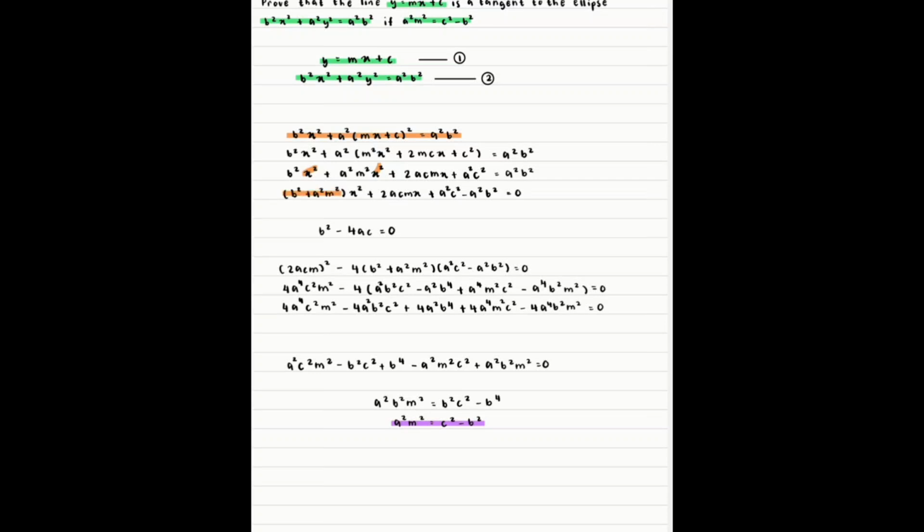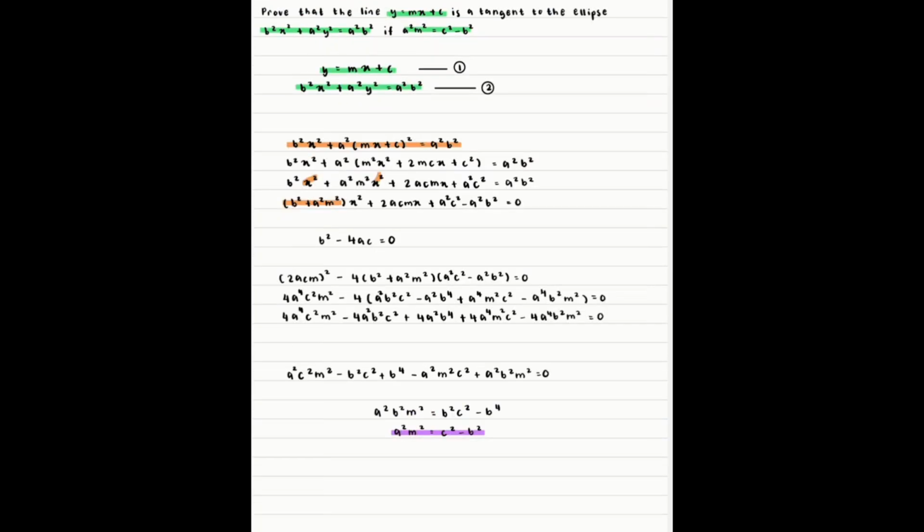After you expand them, you can see that the equation we got now is a quadratic, which means we can use the discriminant formula. For a tangent, since it only touches one point, you need to use b squared minus 4ac equals 0. After you decide to use b squared minus 4ac equals 0, then just identify which one is a, b, and c. You can see that this one is a, this one is b, and this one is c.